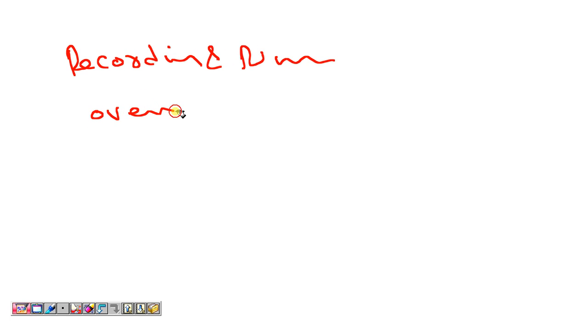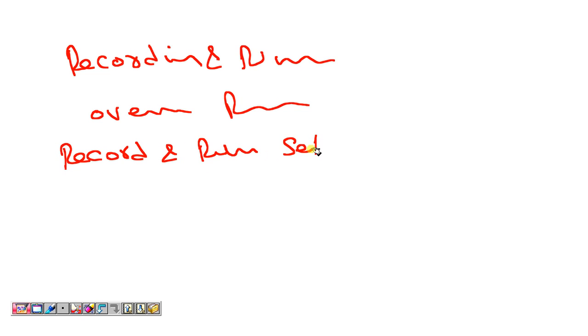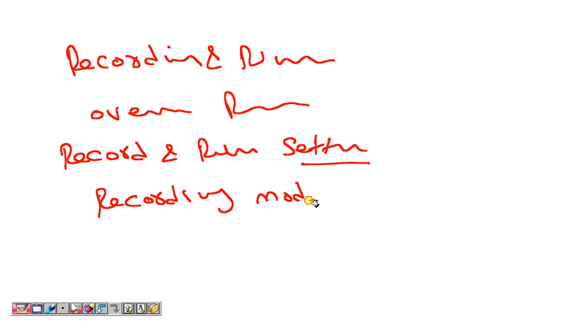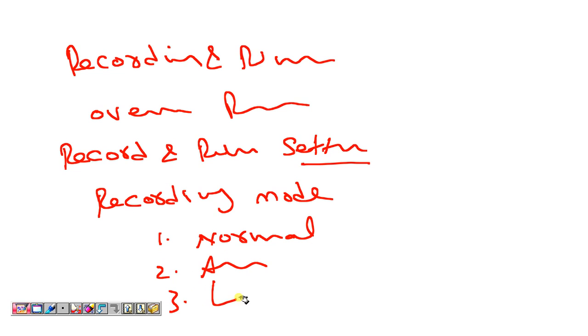After that, we need to discuss recording and running, the overview of recording and the overview of running. Apart from this, what are the record and run settings? And after that, the recording modes. We have the normal recording mode, the analog recording mode, and the low level recording mode.